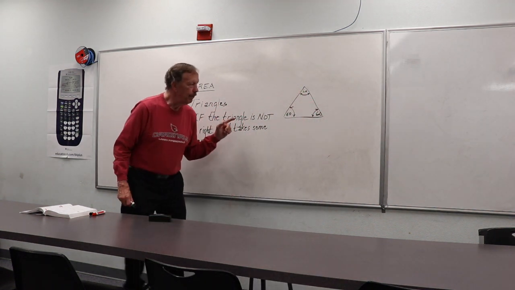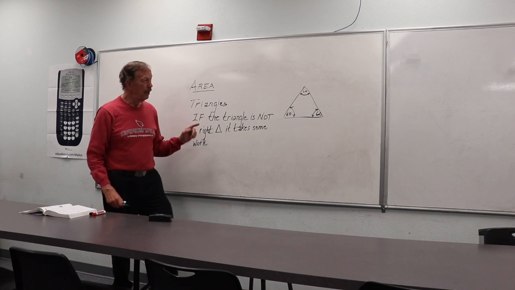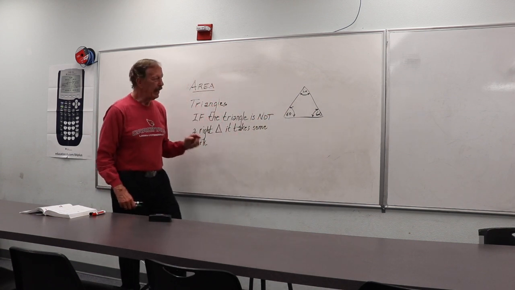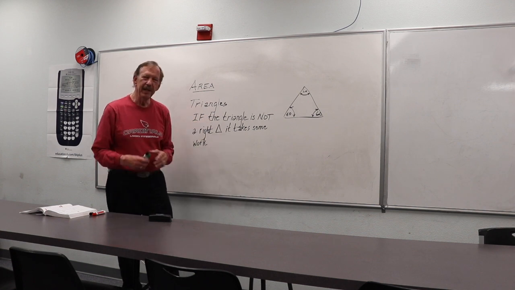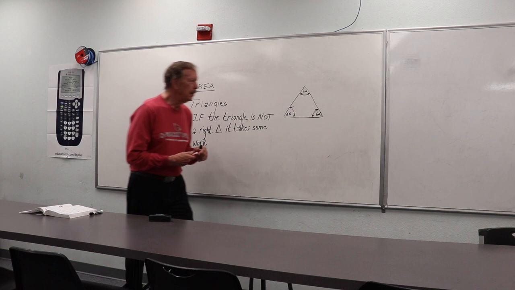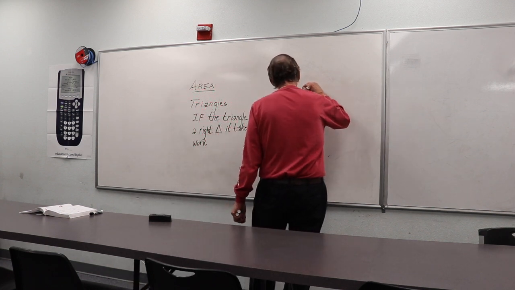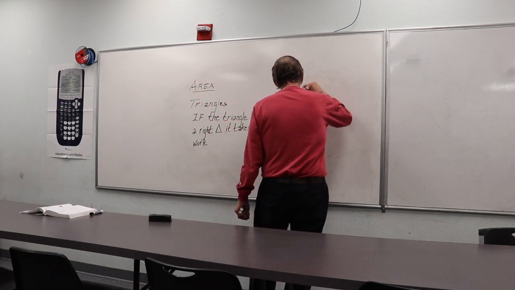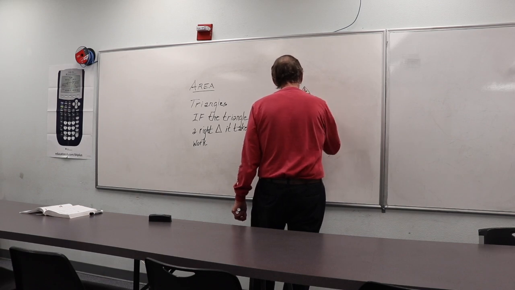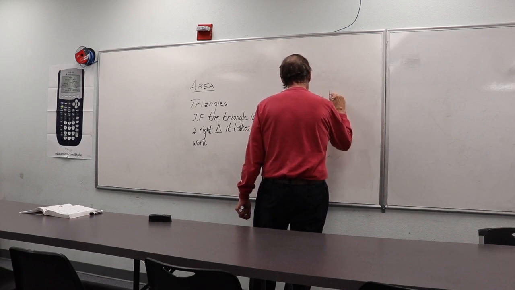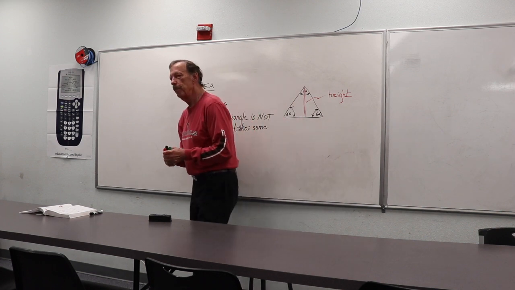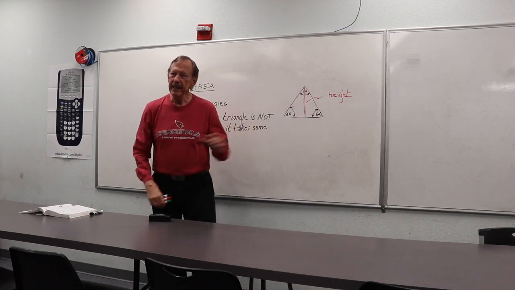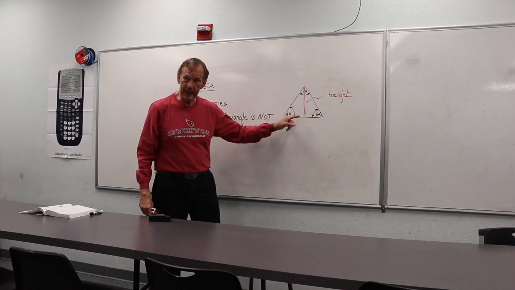In this example, the triangle is not a right triangle. There are no right angles here. It is an equilateral triangle. All the angles are 60, but we're going to need to do some work because we need this piece to find that red piece, the height.